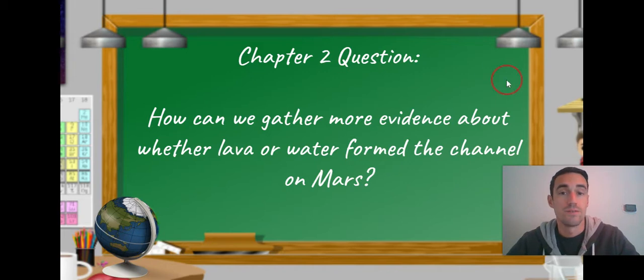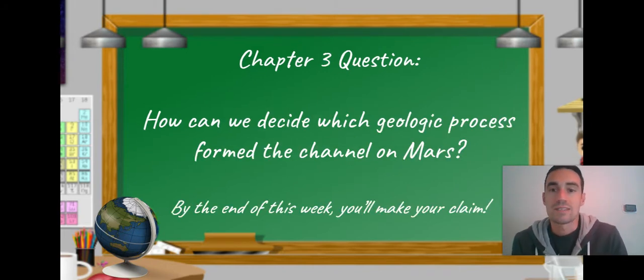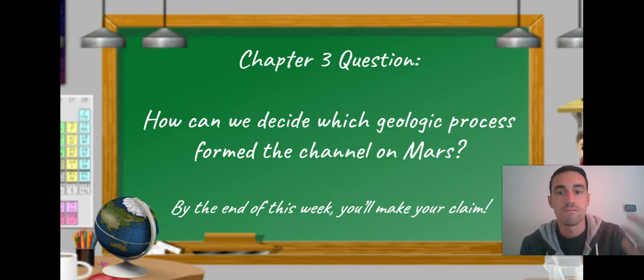For our chapter 3 question, we're going to ask how can we decide which geological process formed the channel on Mars? So what we're going to be looking for here is, first off, to actually make our claim. By the end of the week, you're going to be writing down what you think formed the channel on Mars, water or lava.